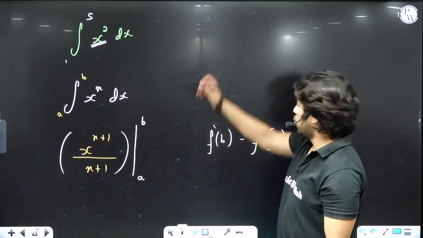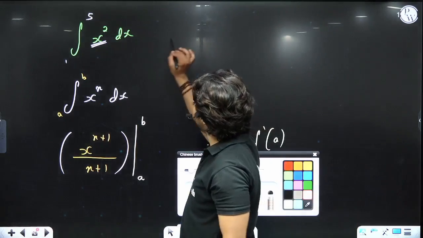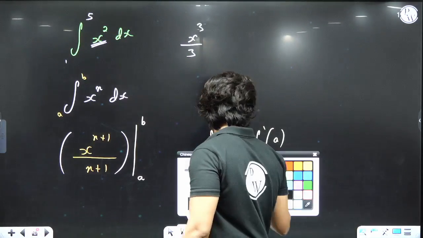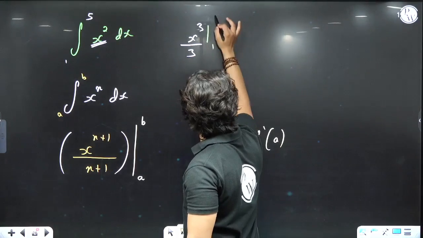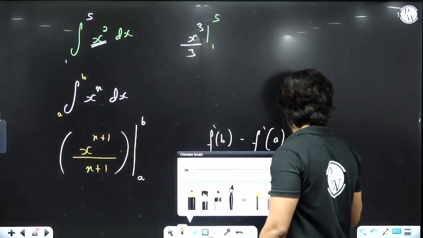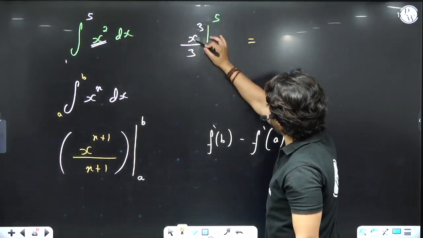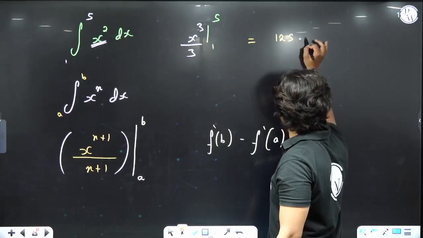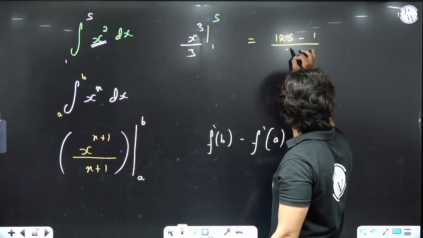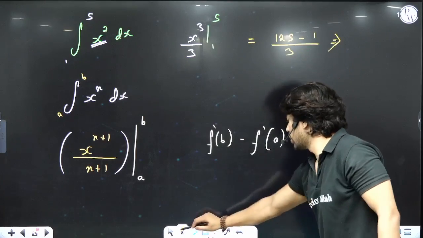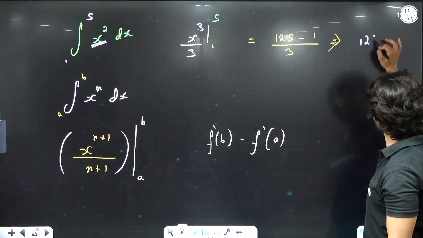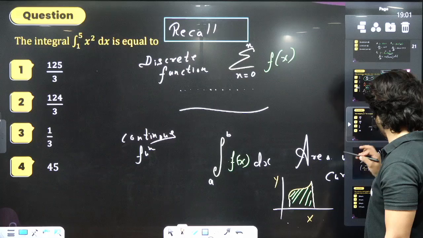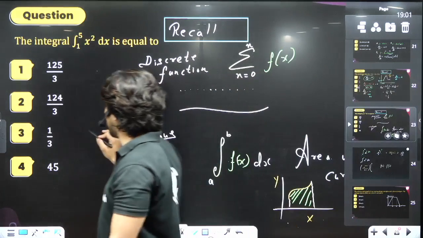Okay, so how to deal with this question? Integration of x square is going to be x to the power 3 divided by 3. And now you have the limits from 1 to 5. So it's going to be 5 cube, that means 5 5s are 25, 5 25s are 125, 125 minus 1 divided by 3, 124 by 3. 124 by 3 is the answer.